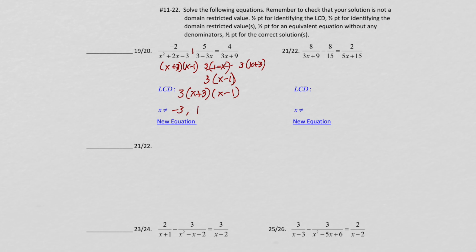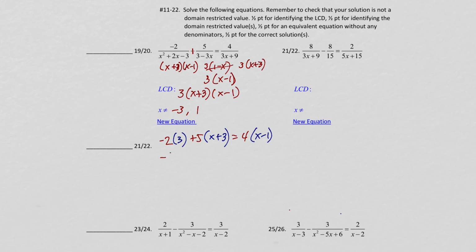Okay, so our new equation is we're going to take the numerator, the negative, and we're going to multiply by what's missing from the denominator, and just this 3 is missing. And then now it's not going to be minus 5, it's going to be plus 5, and we're going to multiply this by what's missing from the denominator. This right here, x plus 3. And then we're going to say equals the numerator, the 4, times what's missing from the denominator, the x minus 1.